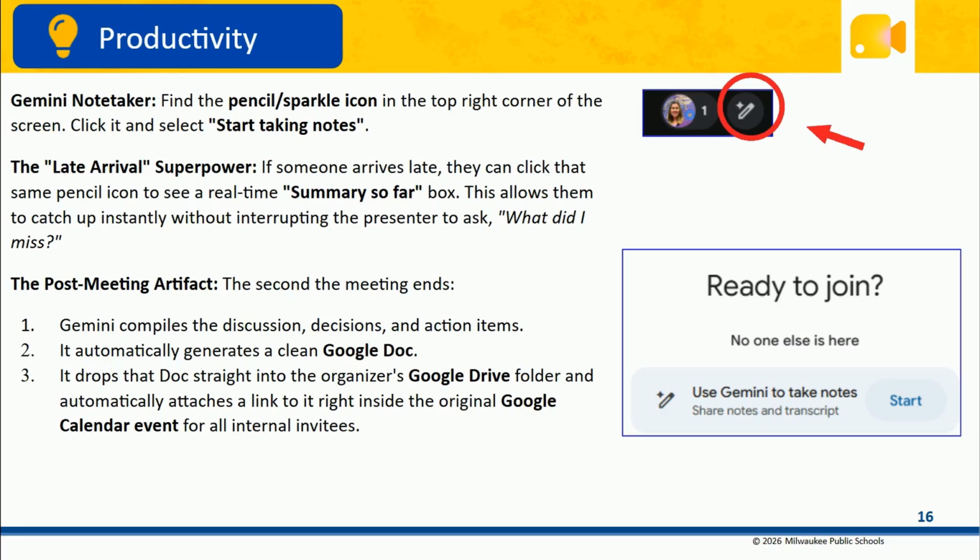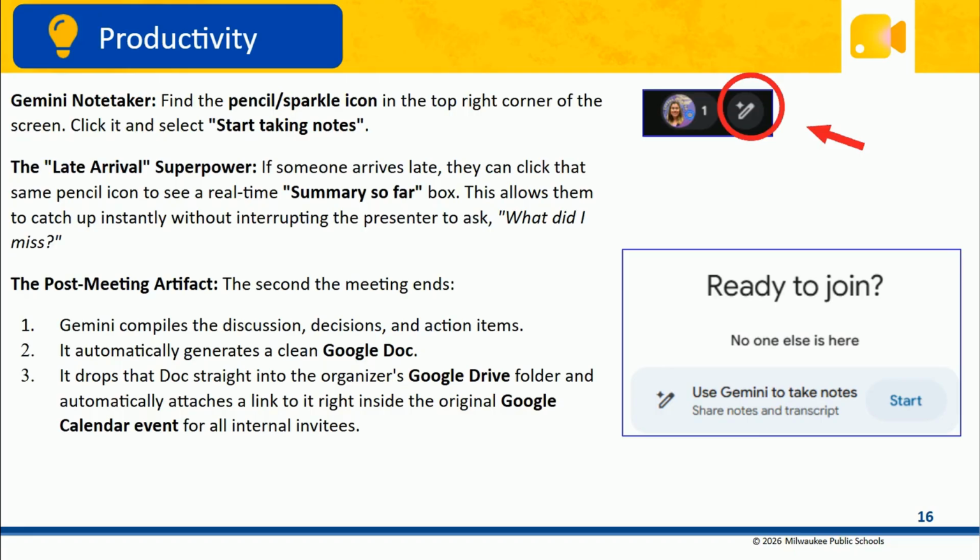This is great for multiple reasons. One, if someone arrives late, they also have that tab there for Gemini, and they can say, what did I miss? And Gemini will give them a quick summary of what was covered in the first 15 minutes, so they're able to catch up.